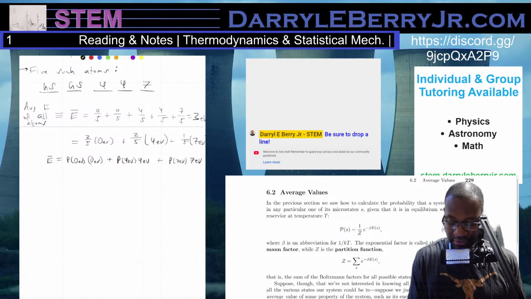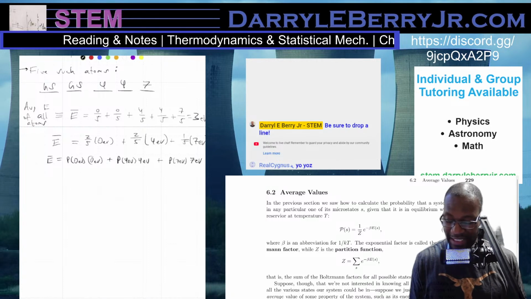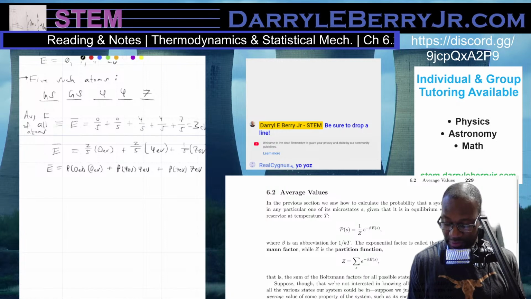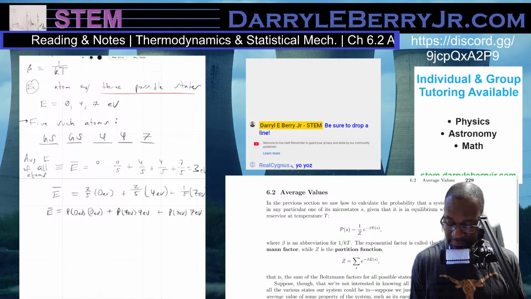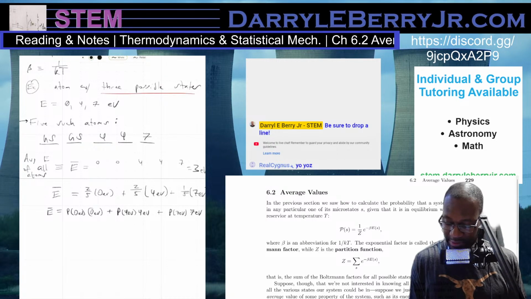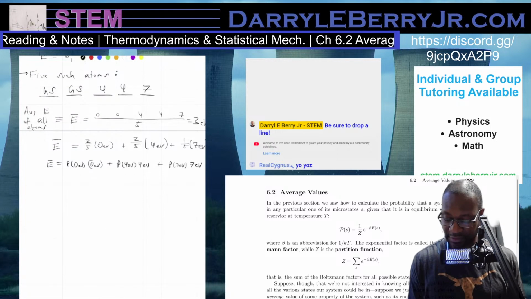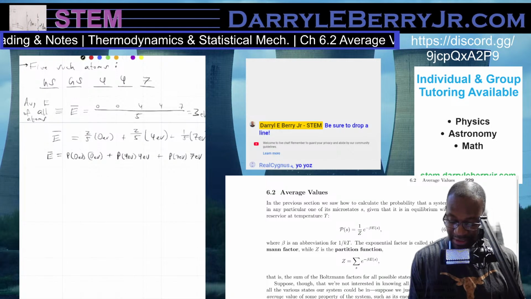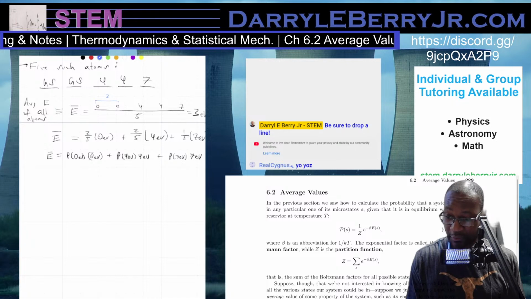So to get the average energy, we could just add up all the energies and divide by how many particles we have. Adding up the energy of each particle and dividing by the number of particles: 7, 11, 15 divided by 5, that's 3. But that ends up being the same thing as counting up the number of particles with a certain energy.